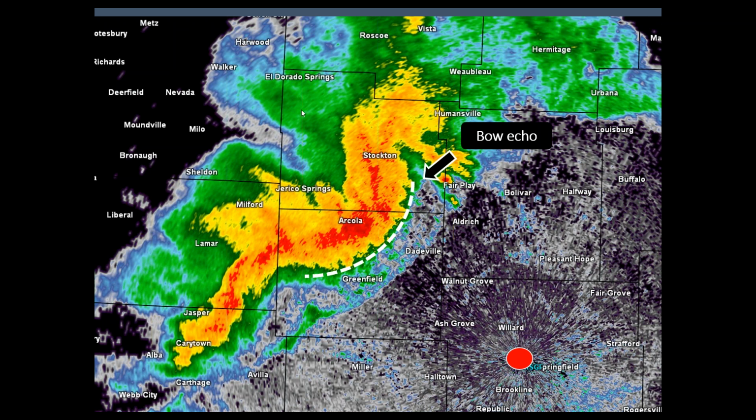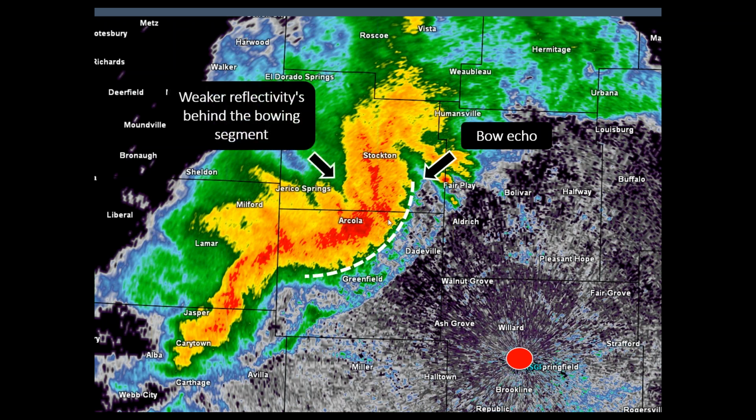But here is your bow echo. You can see this V behind it, where you don't have very much. Back here, you've got your yellows, and then you go to basically almost no reflectivity, and then you've got more reflectivity here. So back here, that's a signal that the air has come back in so fast behind the storm, it's punching through and it's bowing out. This is where your most damaging winds are going to be. These are the features we just talked about there.